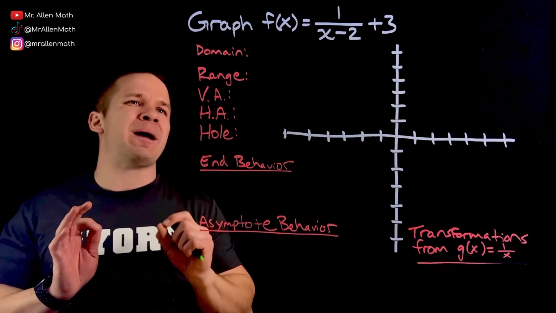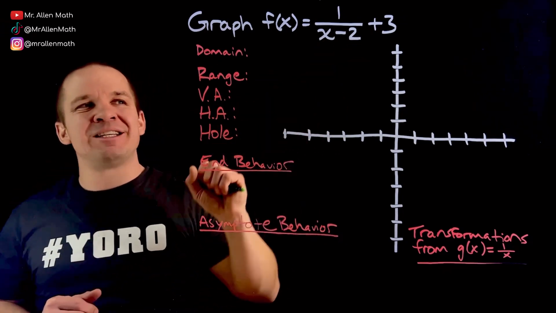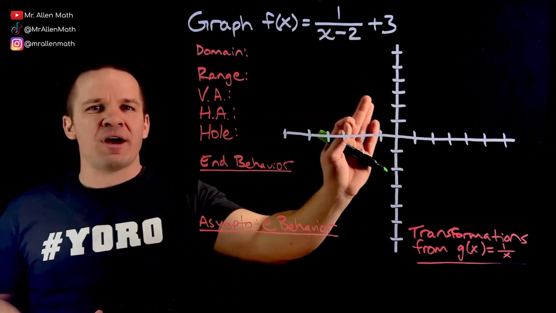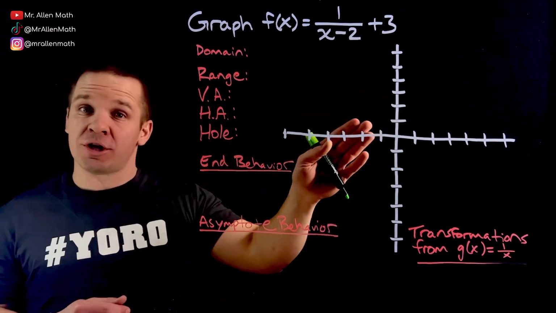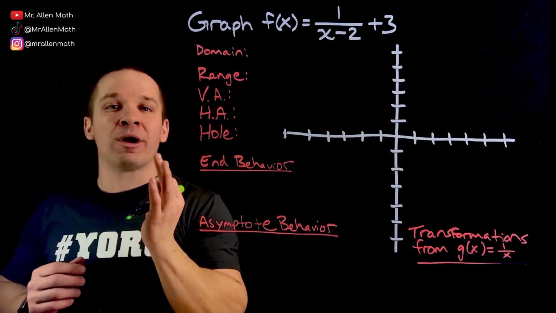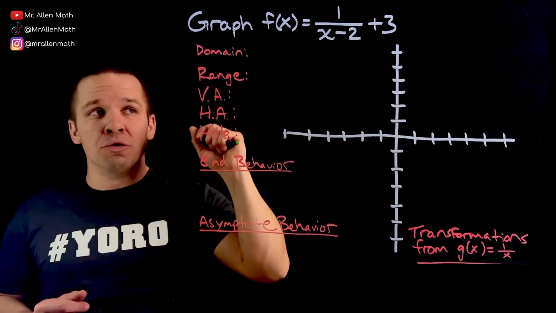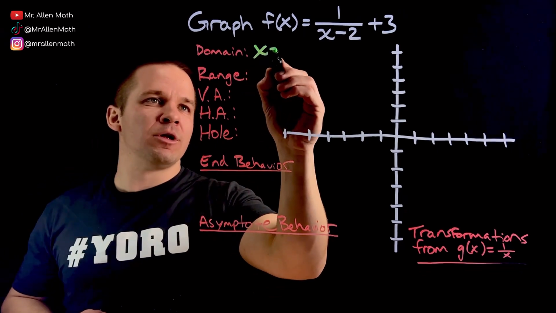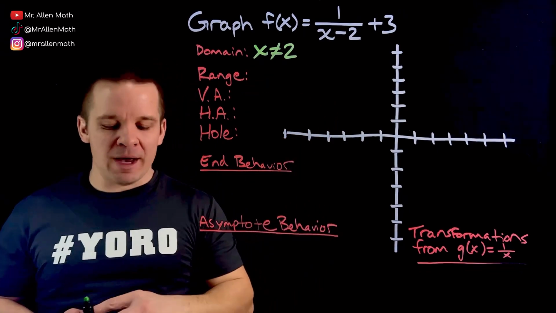Domain first, dogs. Domain first. Domain is with my denominator there. x minus 2 is what I want to focus on. What x value will make that denominator 0, which causes me to divide by 0? I do not want to divide by 0. 2 minus 2 gives me 0. So x cannot equal 2 for my domain restriction.